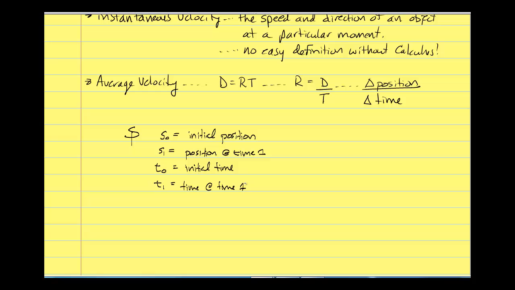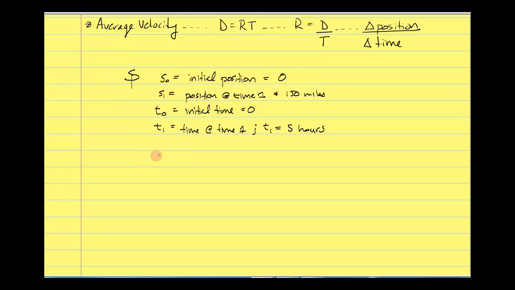So for our example, I want to say our initial position is 0. We start at 0, so perhaps the origin. Then I want to look at my position at a particular time 1. Well, I'm going to say time 1 is 5 hours. Okay, and for here, then at time 1, I can see that I've been traveling for 5 hours. My position at time 1 then would be 150 miles. Now my initial time is 0, kind of like starting the stopwatch at 0. So from this information I can find my average velocity.